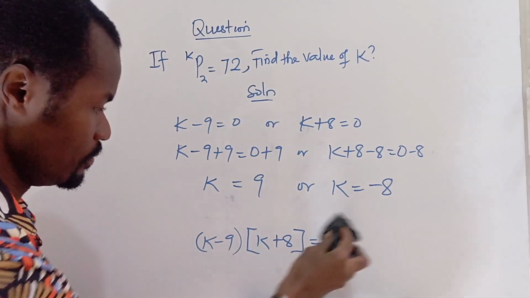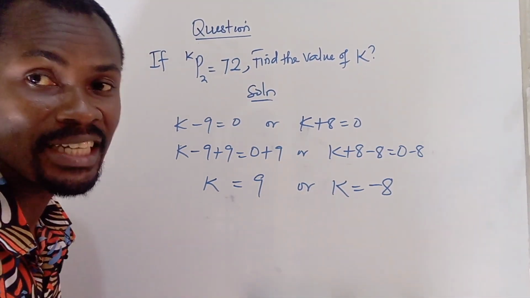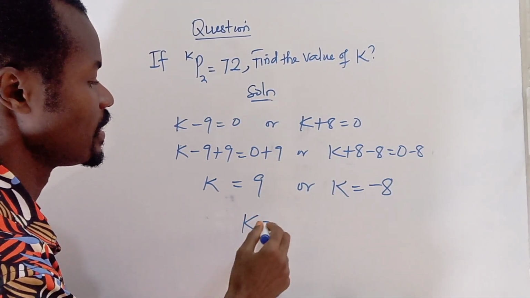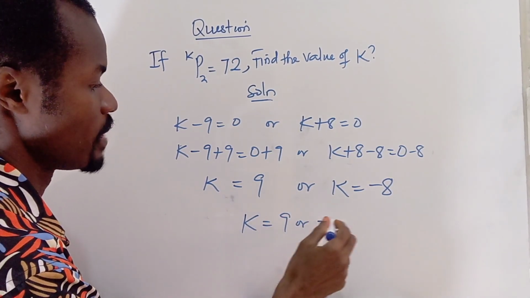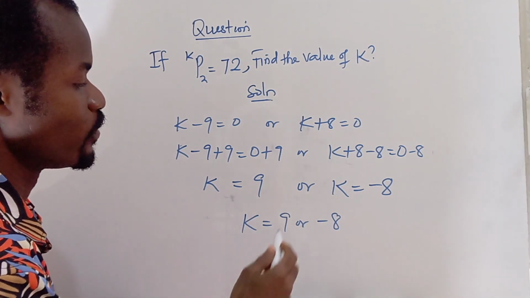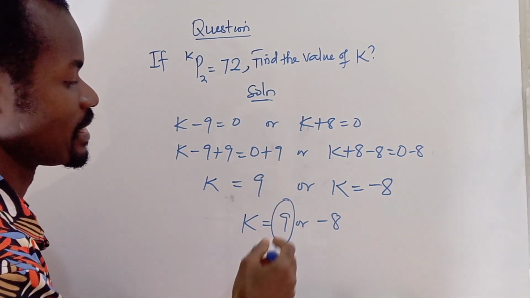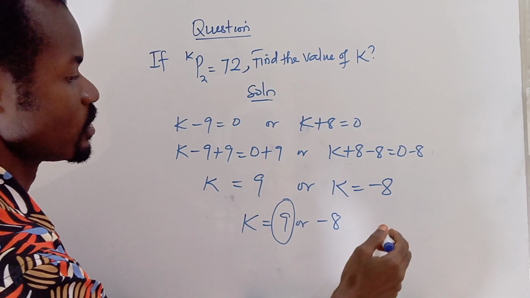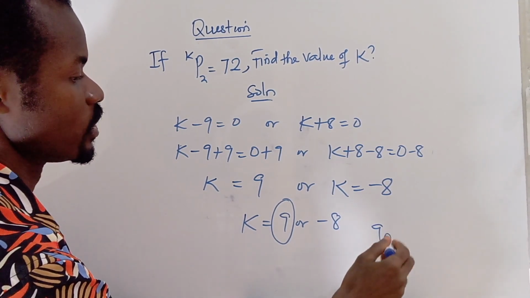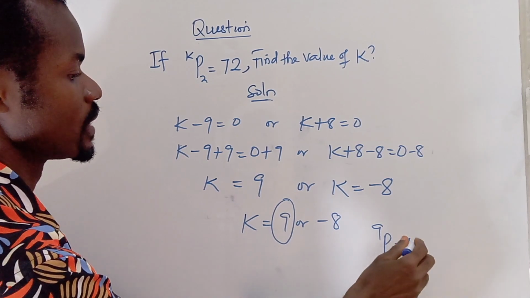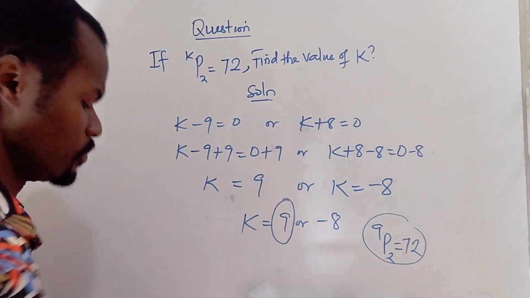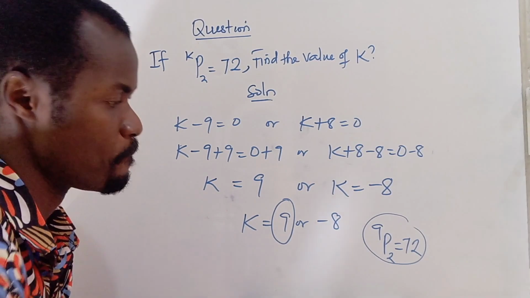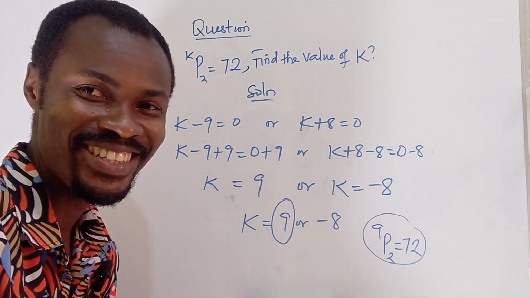Now, having looked at the answers we've gotten, we see that the value of k is either 9 or minus 8. So the best value for k in this situation is 9. So we have 9 permutation 2 is going to give us 72. You can check this to see if 9 permutation 2 gives us 72.